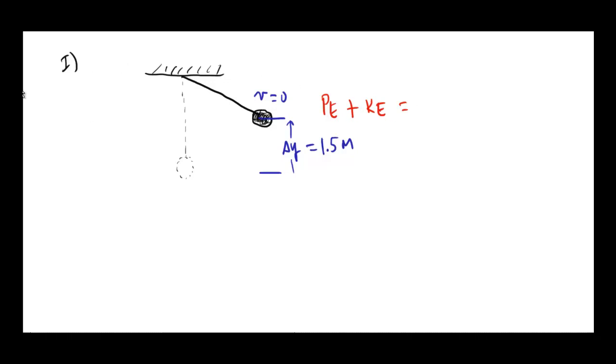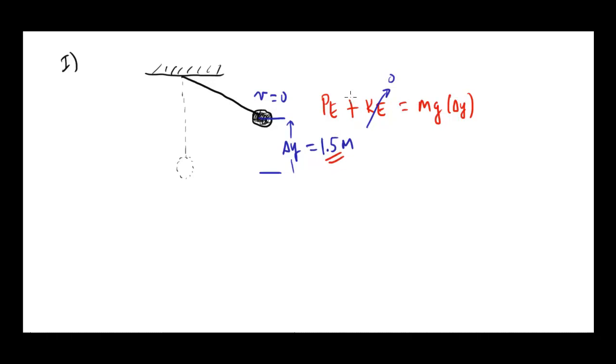Well, at this point, the kinetic energy, it's not moving, right? So the kinetic energy is 0 at this point. And so this is simply mgh. I don't know m. I know the height, the delta y, maybe I should call that mg delta y instead of mgh. I know the delta y, right, 1.5. I know g, but I don't know m. So I can't really calculate this directly.